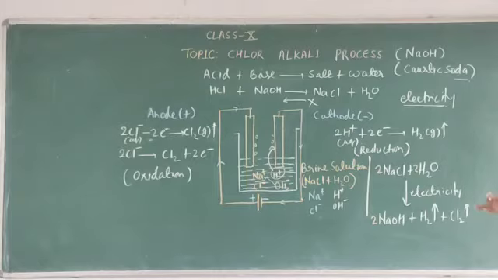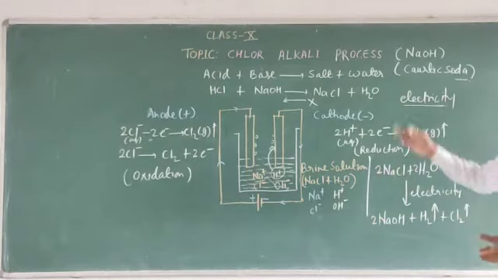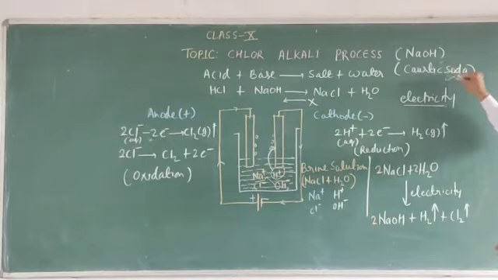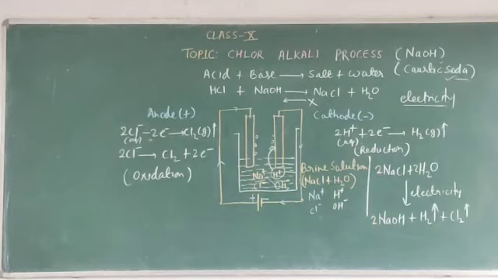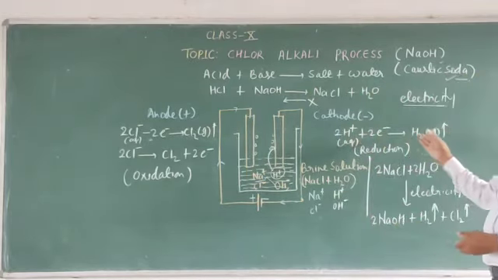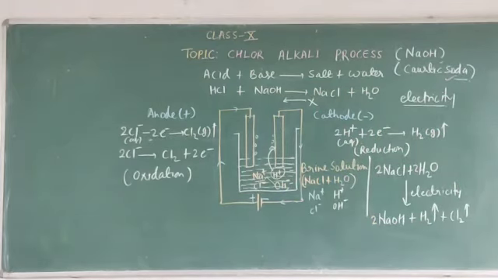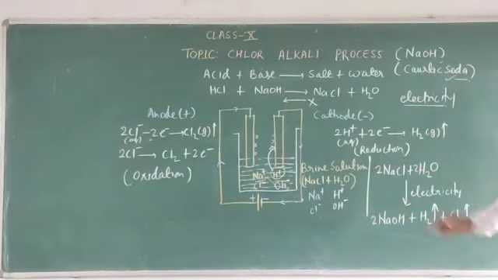Now some questions can arise in your examination about this process. What do you mean by chlor-alkali process? You can say that this process is about formation of sodium hydroxide, caustic soda, by the electrolysis of brine solution, and you can write the overall reaction like that. Another question is, which gas is formed at the anode and which gas is formed at the cathode in the chlor-alkali process? You can say we get chlorine gas at the anode and hydrogen gas at the cathode.